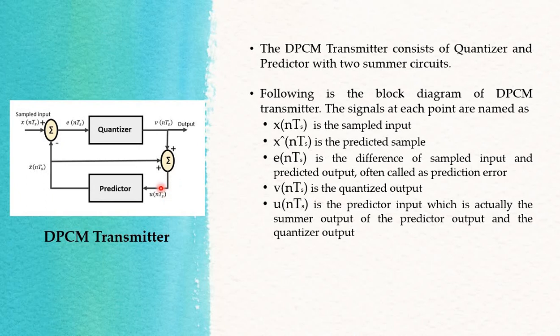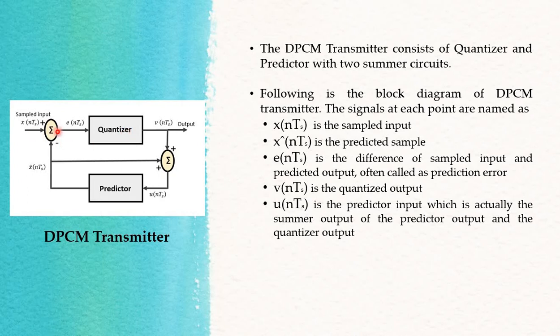So how does it work? Based on the current input, v(nTs) is given to the predictor, and the predictor will predict what is going to be your next output. That is applied as x-bar(nTs). Now if your sample input and the predicted output are the same, your error signal output is 0. If there is no error, the quantizer will not generate any output, or it will retain its previous condition only.